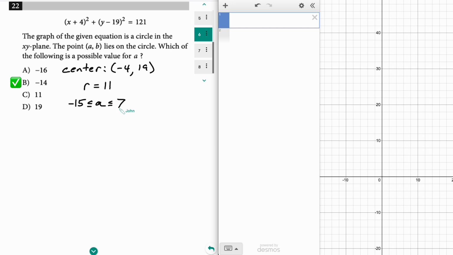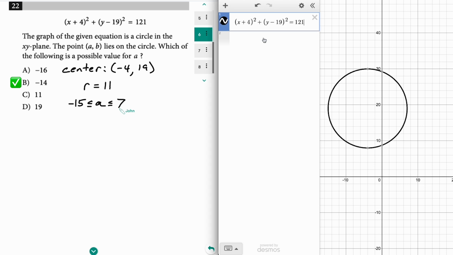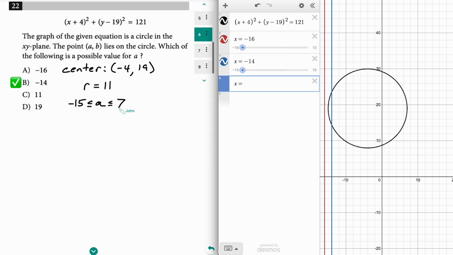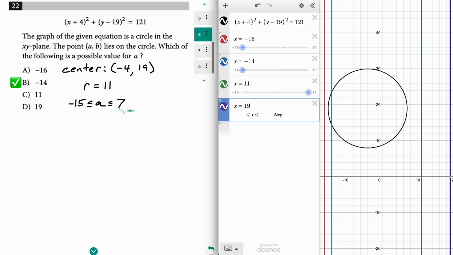We could use Desmos to help us visualize the range of possible A values. To do that, we'd plug in the equation of the circle and then plug in each possible A value, and as we can see, -14 is the only A value that overlaps with the circle, so it must be B.